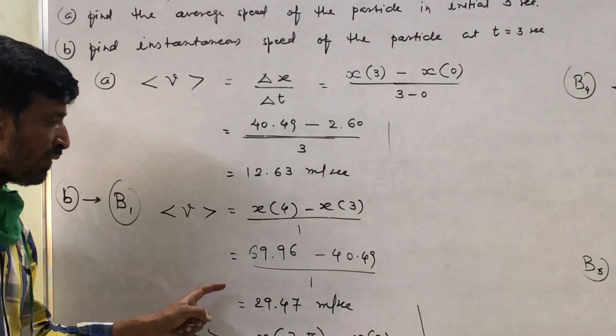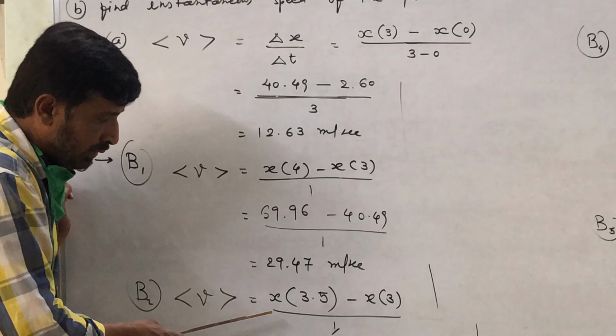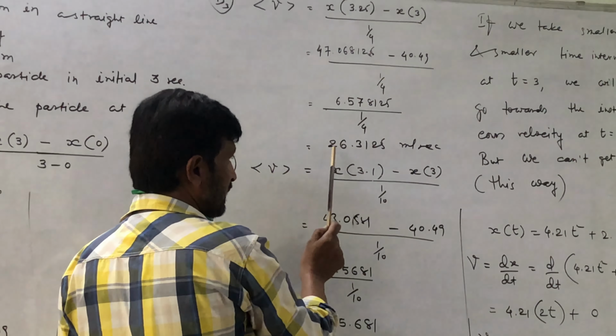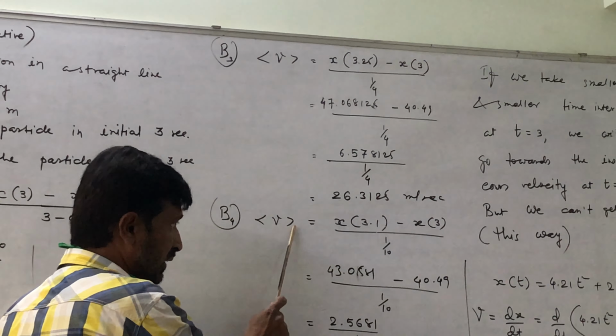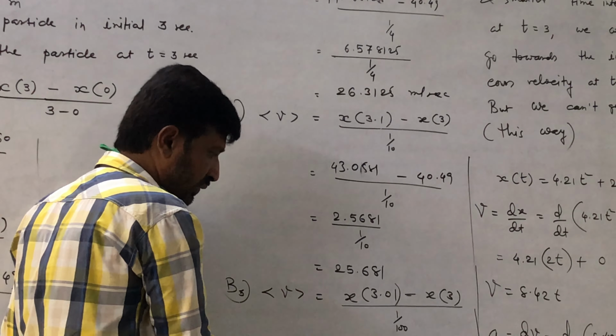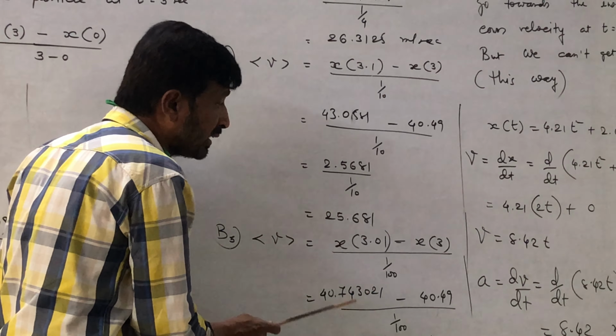See here, after 1 second, average velocity is 29.47. After 3, in half second, average velocity is 27.6365. After 3, in 1/4 second, average velocity is this. After 3, in 1 by 10 second, average velocity is 25.681. And after 3, in 1 by 100 second, it's a very small time interval. The average velocity is 25.3021 meter per second.